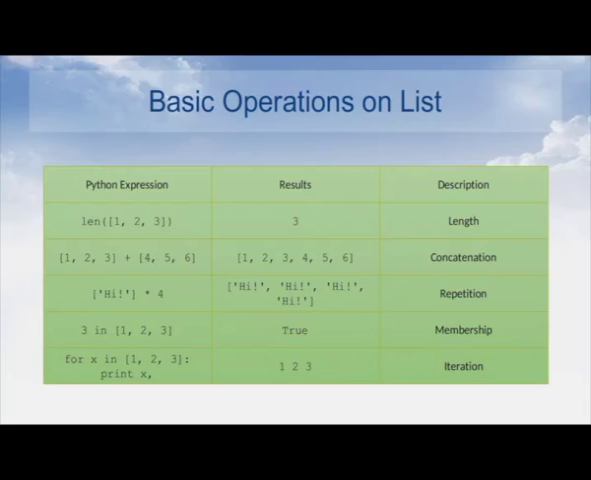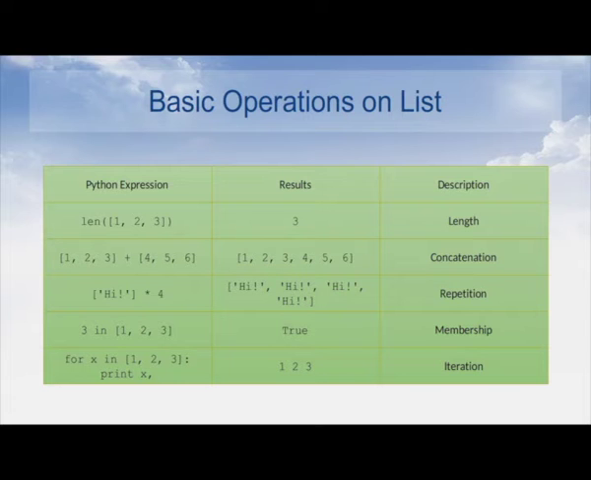Let us have a look at the basic list operations. Lists respond to the plus and asterisk, that is the multiplication operator, much like strings. They mean concatenation and repetition respectively. Here too, except that the result is a new list and not a string. And in this table you can see the various Python expressions along with the results and the description.